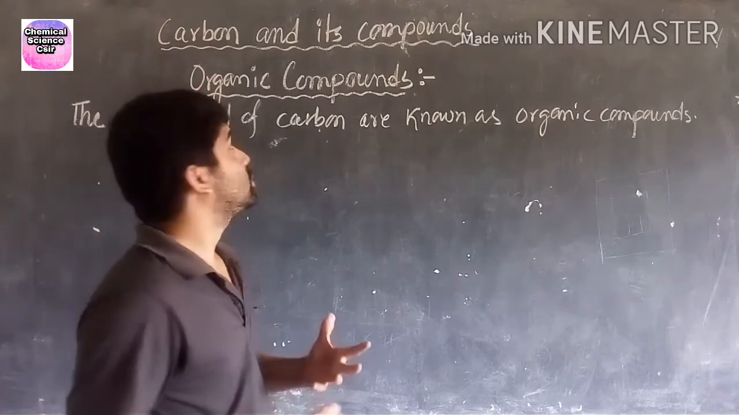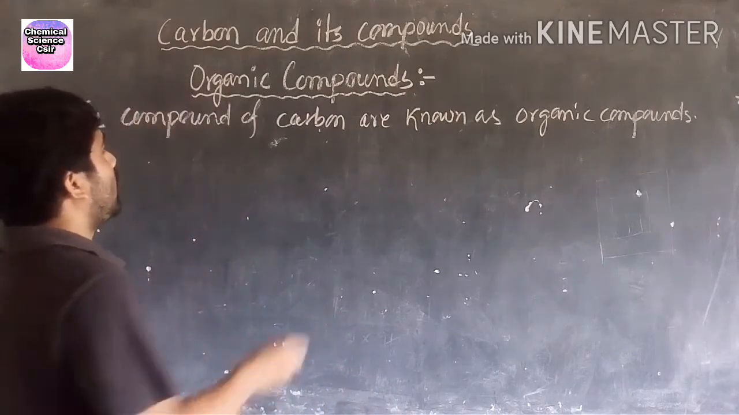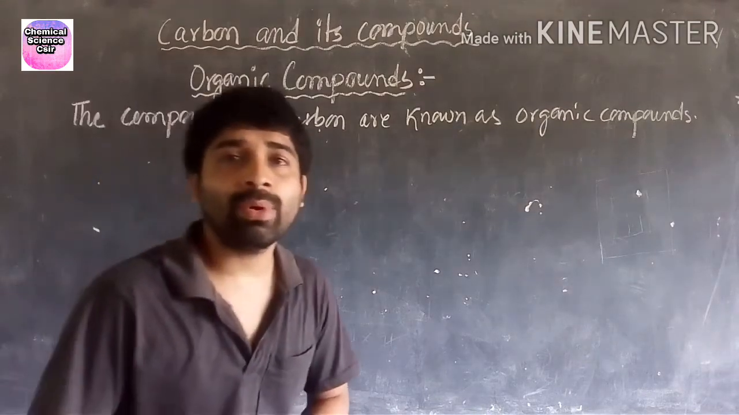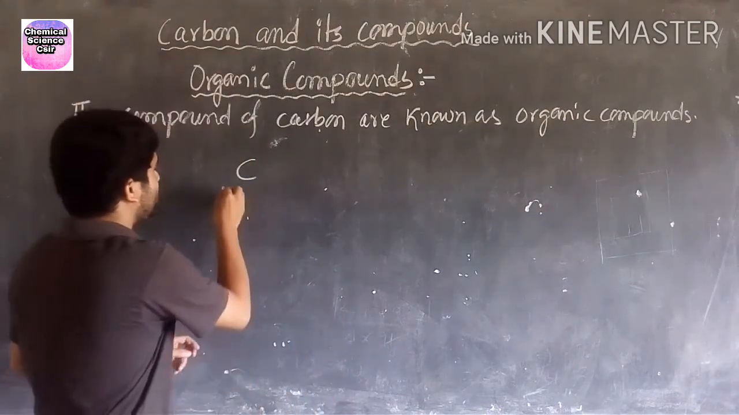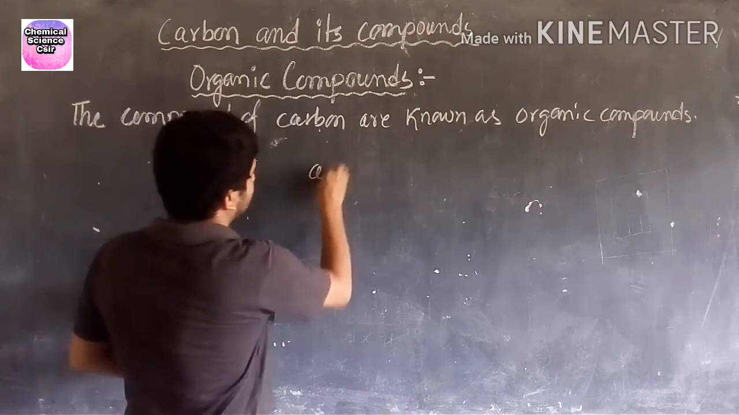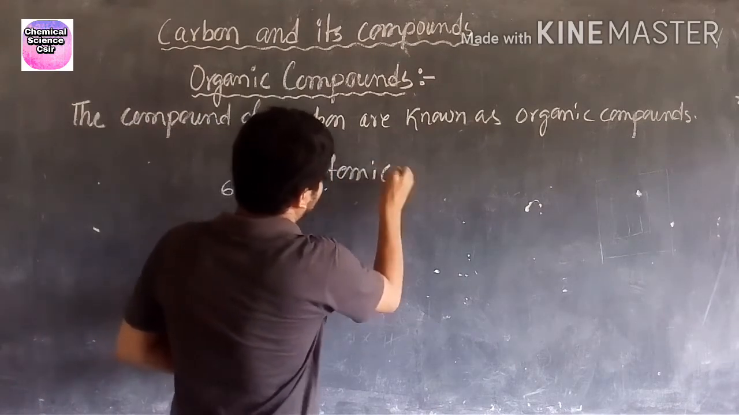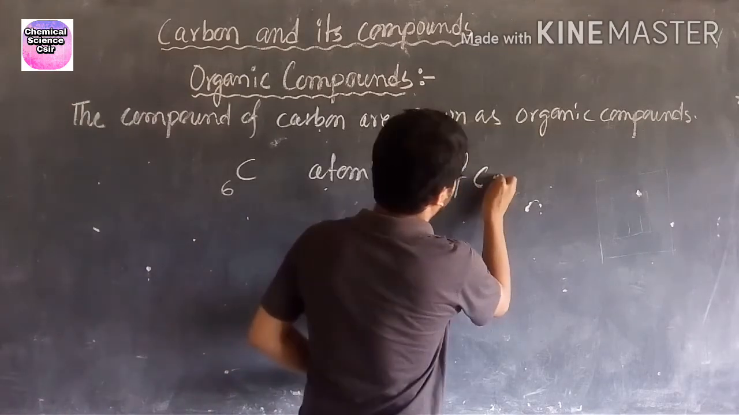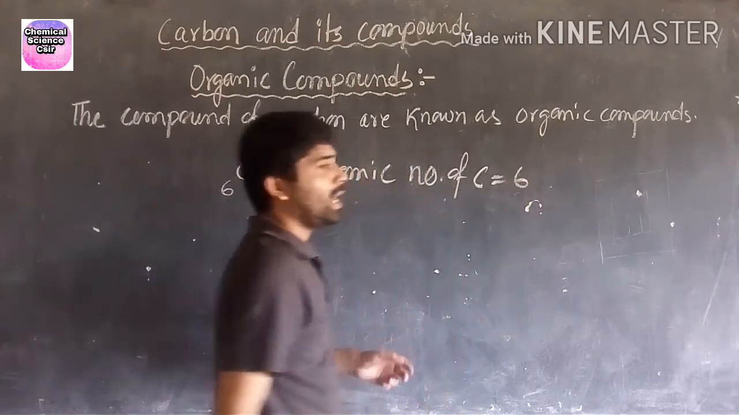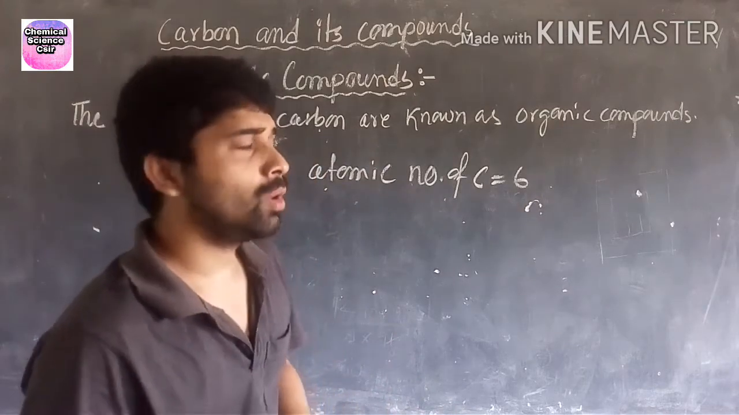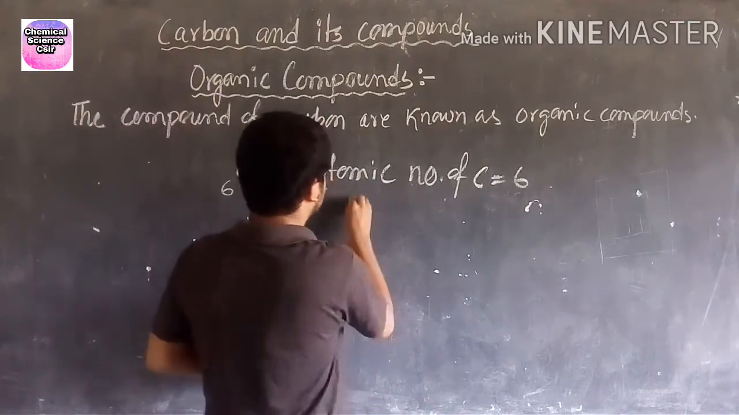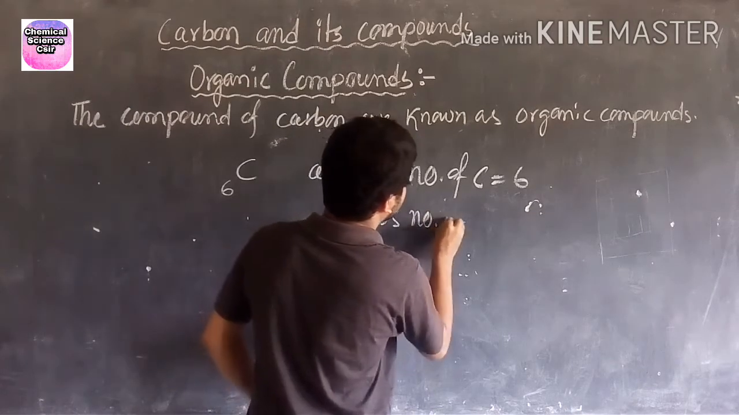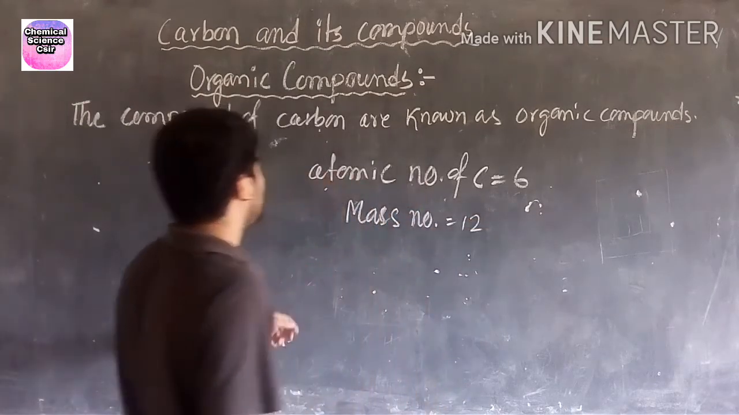So some carbons, okay, this one is carbon, this one is carbon, and the atomic number of carbon is 6. Now the mass number is 12. Okay, the mass number is 12.